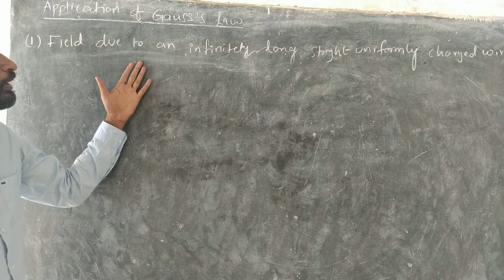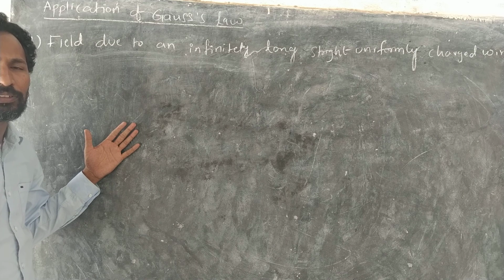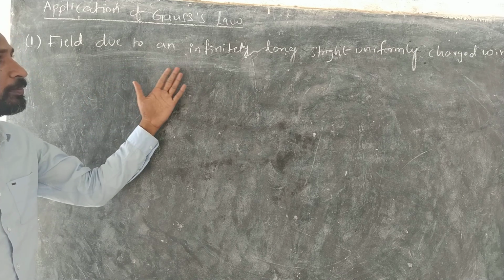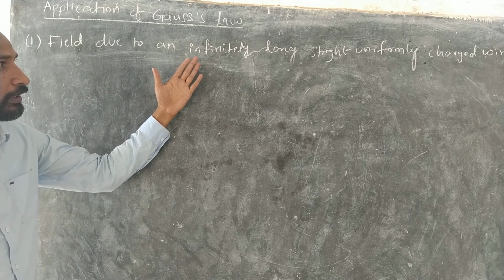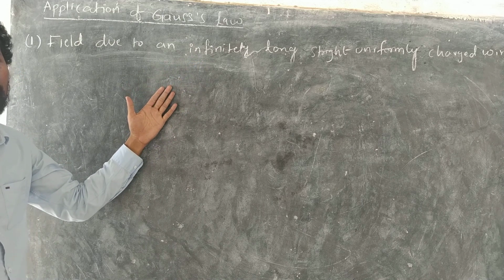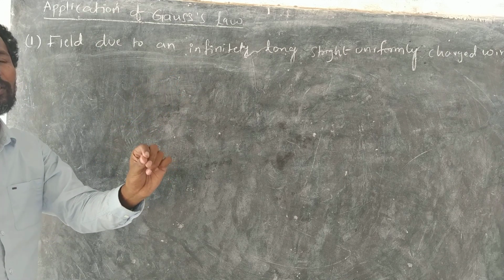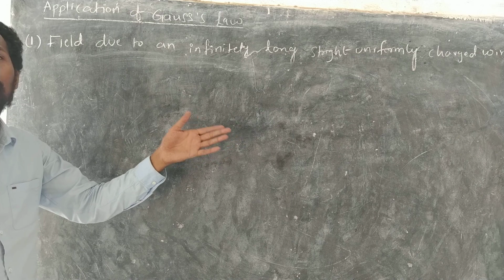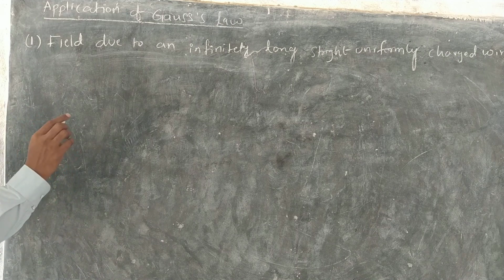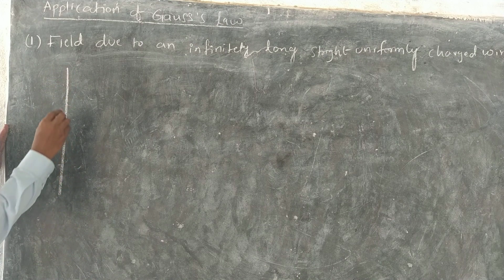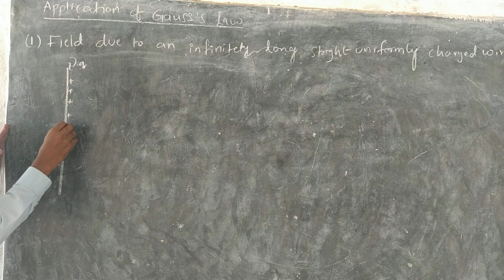Clear? So field due to discrete charges we can find using the formula E is equal to 1 by 4 pi epsilon naught q by r square. But the difference between this body and the point charge is that in these conductors, charge will be distributed throughout the conductor. In the point charge case it is a discrete point charge, so we can apply E is equal to 1 by 4 pi epsilon naught q by r square. In this charge distribution case, let us consider a thin wire.